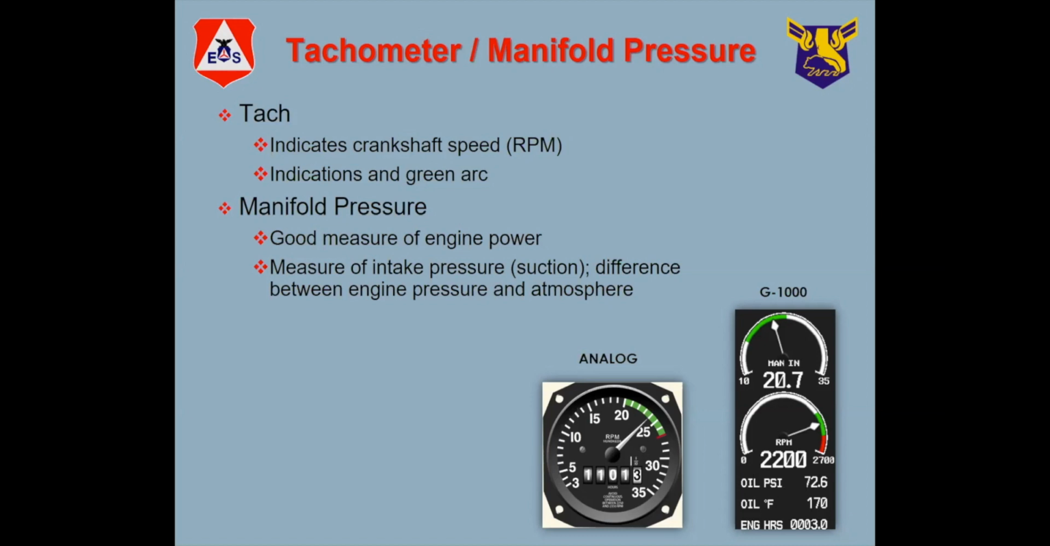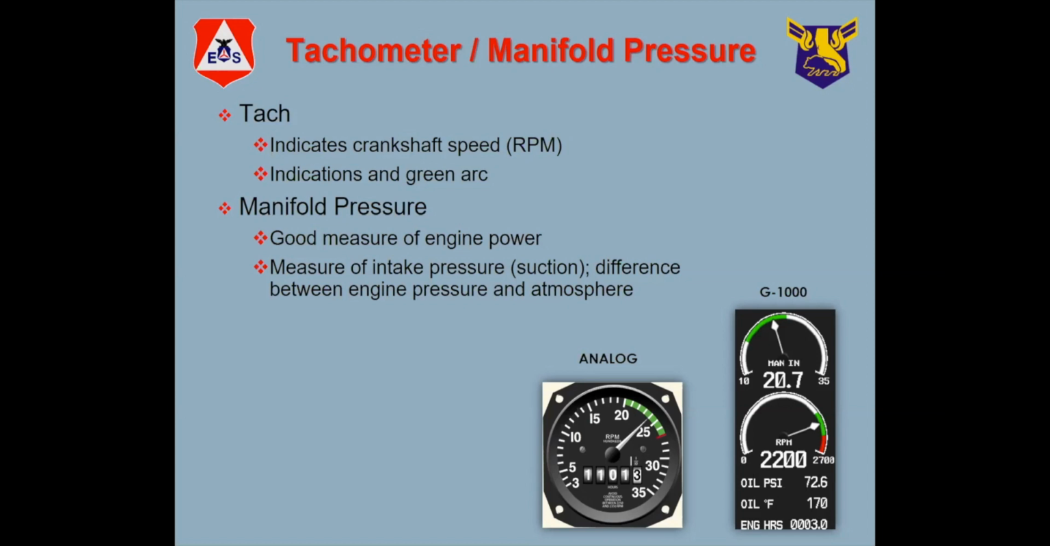On the G1000, as you can see, this is a constant speed propeller, and it's showing on top manifold pressure, which is how much power the engine is putting out, and RPM is how fast the propeller is turning. On a constant speed propeller, it will stay the same speed all the time. So if you set it at 22, it'll stay at 22.